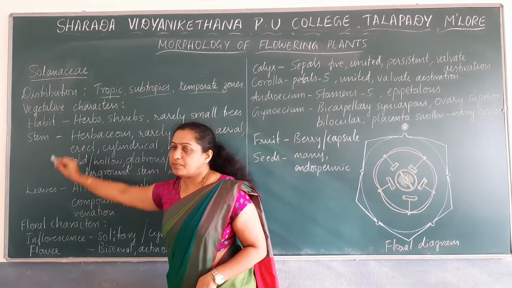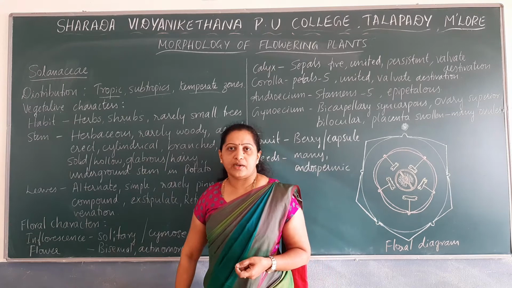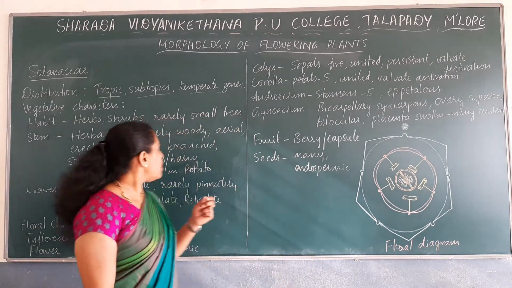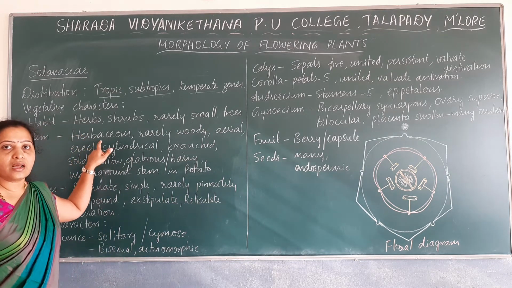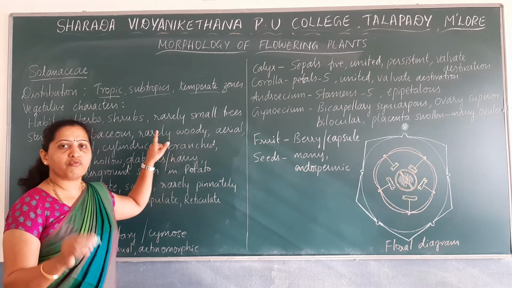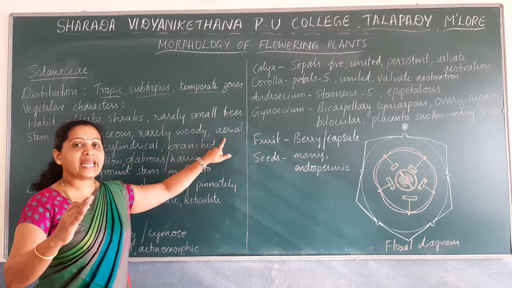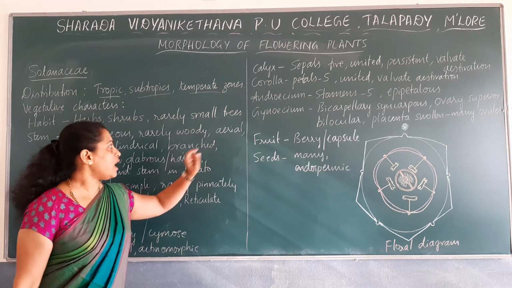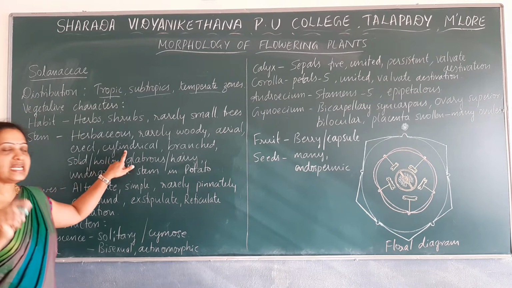Then the stem of the plant. For example, you might have seen the chili plant, the tomato plant, or the brinjal plant. How is the stem of the plant? It is herbaceous, it is soft. Very rarely some of the species may be woody. And the stem is aerial. Aerial means it grows vertically upwards. It is erect. The stem is cylindrical.